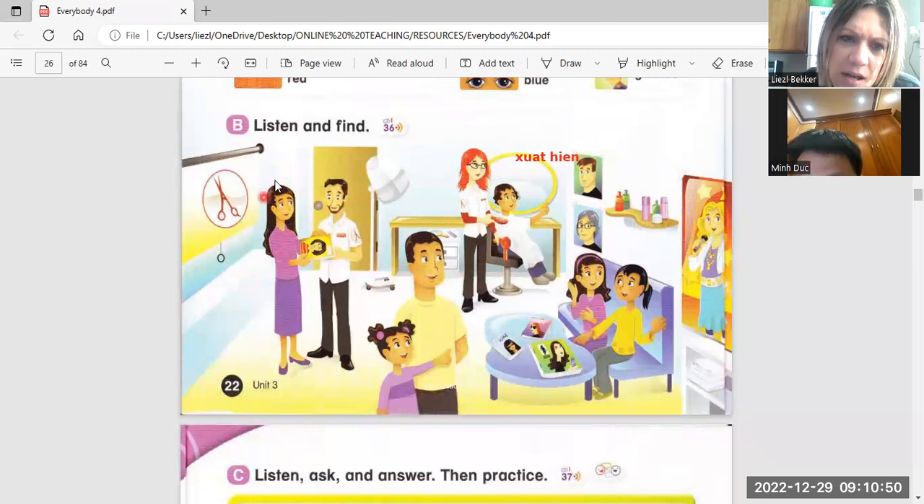Tell me about this woman. Tell me about her eyes and her hair. She has long brown hair with brown eyes. Can you say that? She has long hair and brown eyes. She has long brown hair. She has long brown hair and brown eyes.